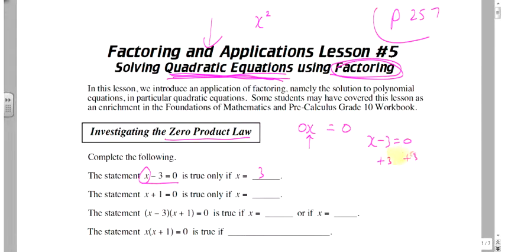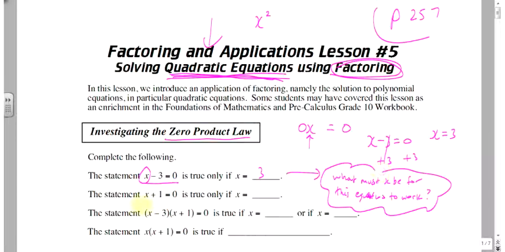Okay, add 3 to both sides. X is 3. Okay, that's the solution. This is true if x is 3. All of these, you're going to want to ask yourself, okay, what must x be for this equation, in bad English, to work? That's what you want to ask yourself. What does x need to be here for this to work? -1.